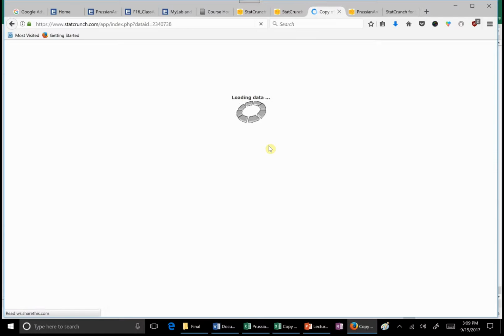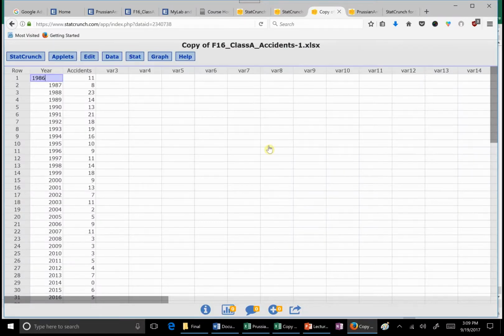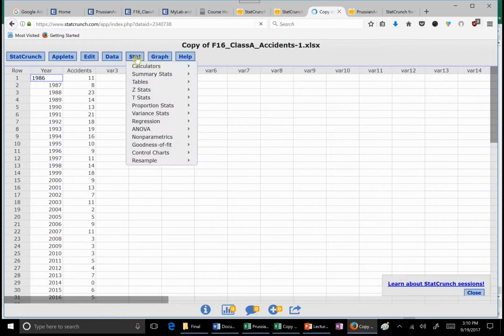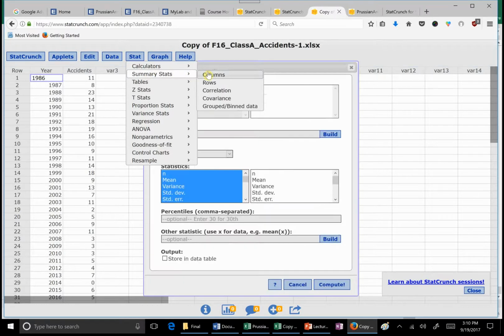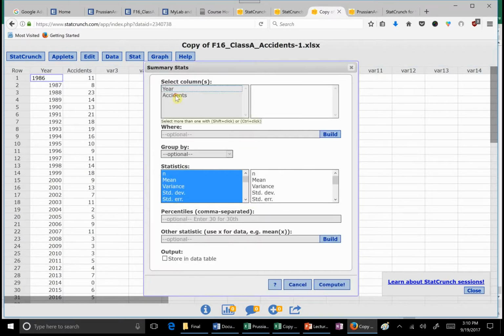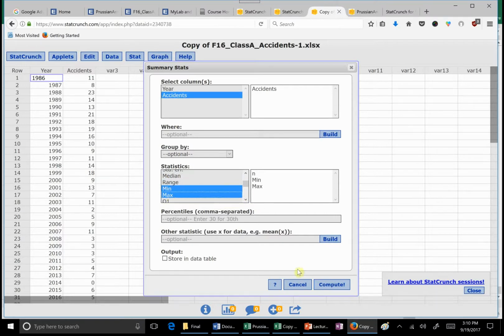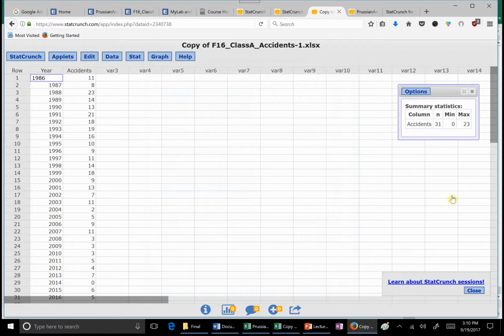Before we do that, just to make sure, even though the data set looked okay, let's real quick do the summary stats, okay? So let's look at the sample size. I'm interested in accidents here. Look at the sample size, the max and the min. So that's a pretty big range. I have 31 data values, the minimum 0, the maximum is 23. So, but they're not all unique. Some of them are repeated.